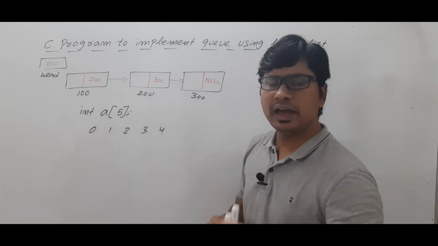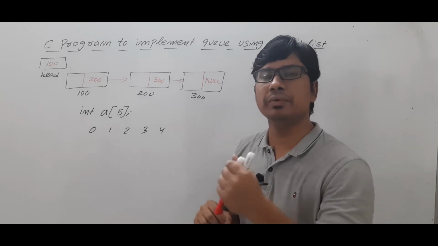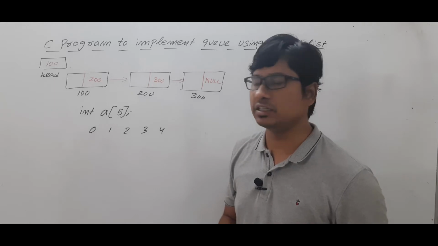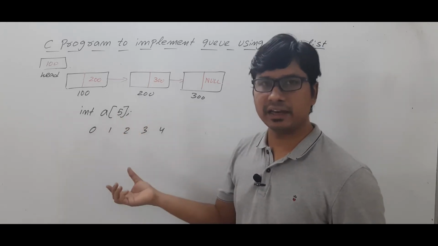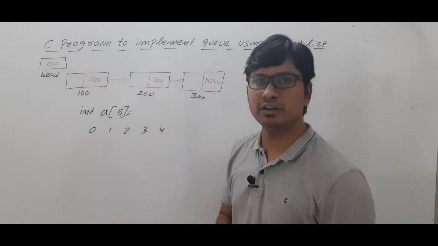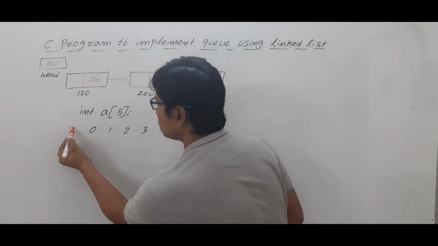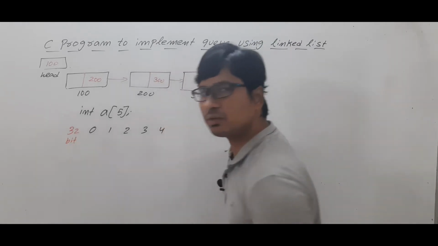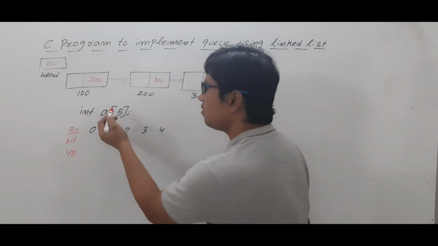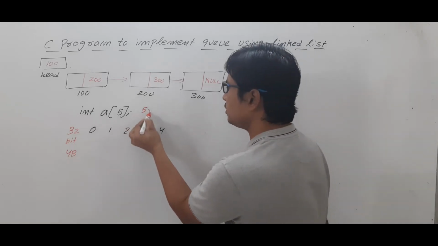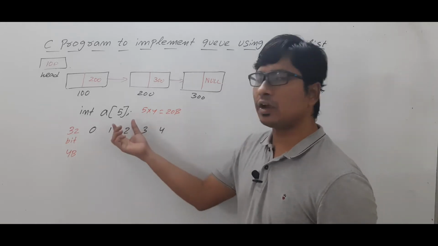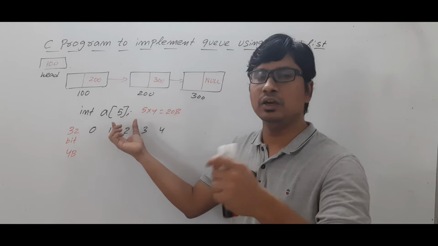Arrays follow the concept called static memory allocation, meaning allocating the memory during compile time. Once you declare an array, the memory will be allocated. How much memory is allocated depends on what kind of compiler you are using. If you are using a 32-bit compiler, one integer variable occupies 4 bytes. So 5 such integer variables will occupy 5 into 4, 20 bytes. So 20 bytes of memory will be allocated. You cannot increase or decrease the size of the array during runtime.